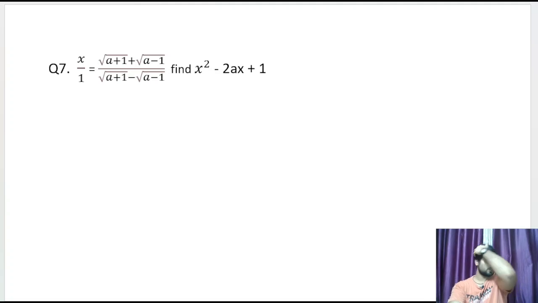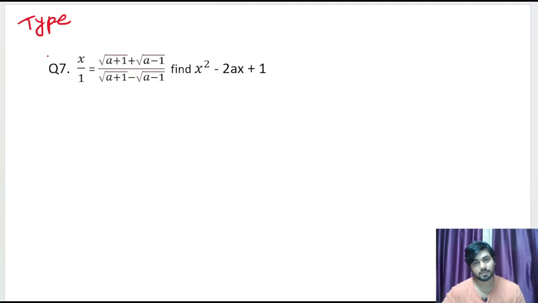So let's move to another question. How should we proceed in this question? This is again a type of question. You should note it down. This is a type. Right? How should we proceed?